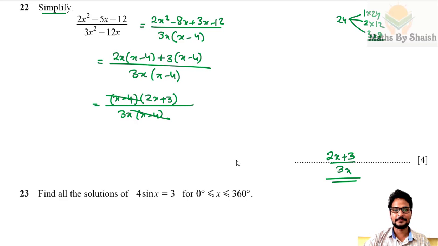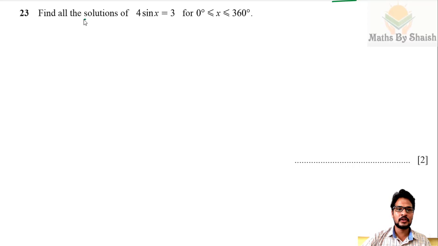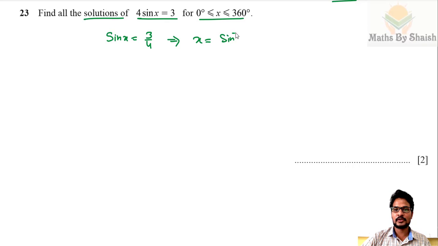Let's do the next question. Here's the 23rd question. Find all the solutions of this for x between 0 and 360 degrees. So we solve for sine x first of all. Sine x becomes 3 by 4, and then we will solve for x. x becomes sine inverse of 3 by 4, and this value we will get from the calculator in degree mode. Sine inverse of 3 over 4, and this value is coming 48.590 and so on. So we can write it to 1 decimal place, 48.6 degrees.